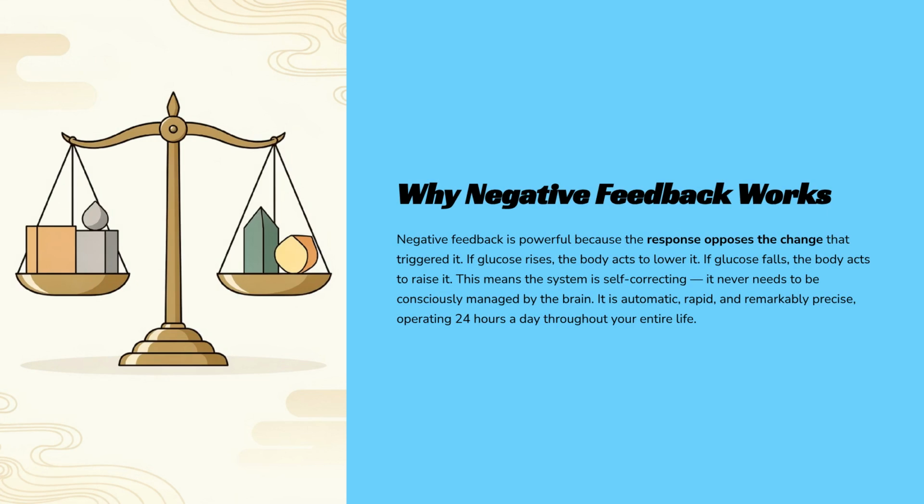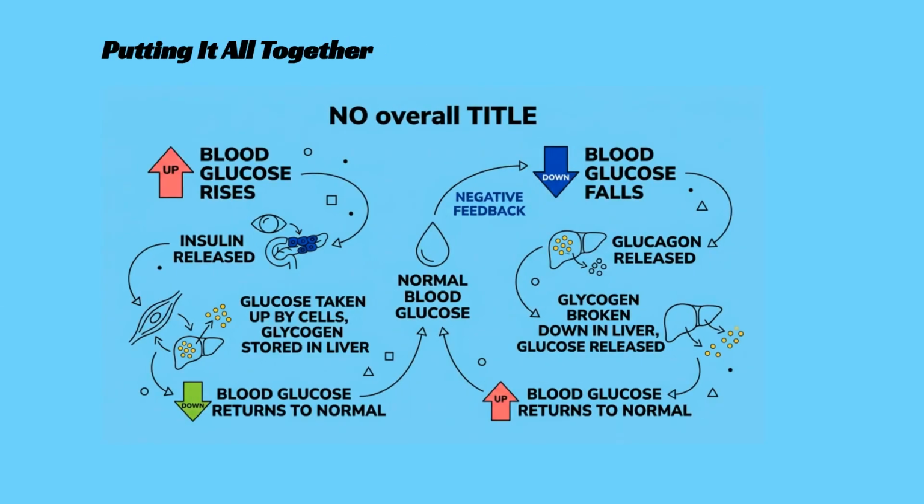If glucose rises, the system lowers it. If it falls, the system raises it. This mechanism is automatic, rapid, and precise. This diagram summarizes the whole process, showing how both high and low blood glucose pathways lead back to stable blood glucose. This represents the essence of negative feedback in maintaining homeostasis.